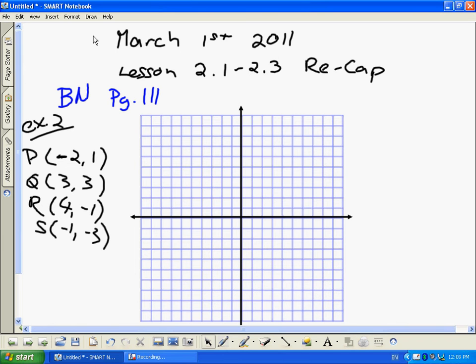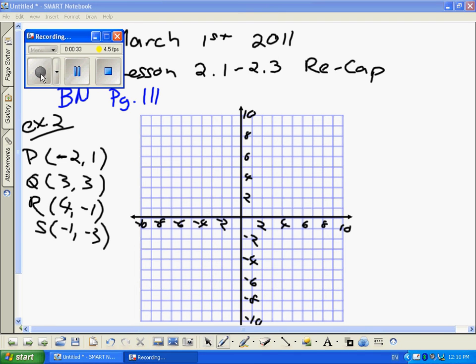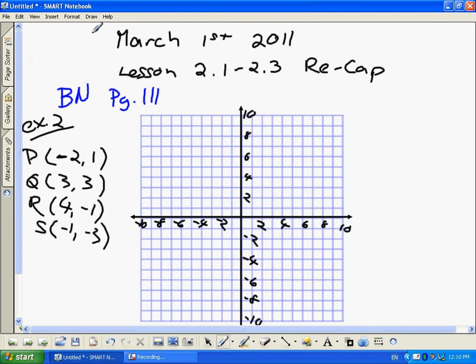So very first thing, we're going to assume this is scaled. I'll actually put the numbers in just so it helps a little. All right, so it's scaled 1 to 1. Our first point P is at -2 and 1. So here's our first point P. Q is at 3 and 3. Here's our Q. R is at 4, -1. There's our R. And S is at -1, -3. S.